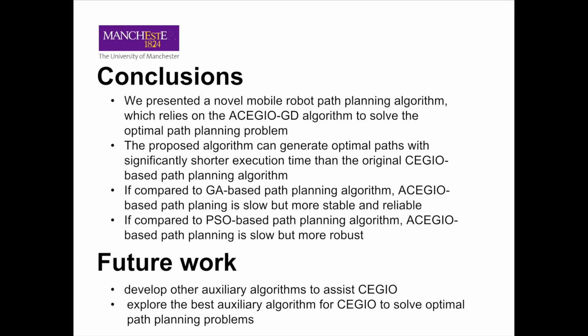We presented a novel mobile robot path planning algorithm, which relies on the ACGL algorithm to solve the optimal path planning problem. The proposed algorithm can generate optimal paths with significantly shorter execution time than the original CGL-based path planning algorithm. And compared to other state-of-the-art algorithms, it is slower, but it is stable, reliable, and more robust. As for future work, we will develop other acceleration algorithms to assist CGL and explore the best acceleration algorithm for CGL to solve optimal path planning problems.